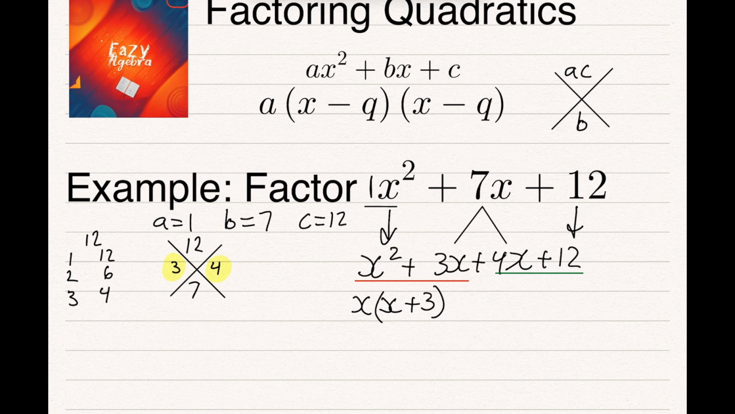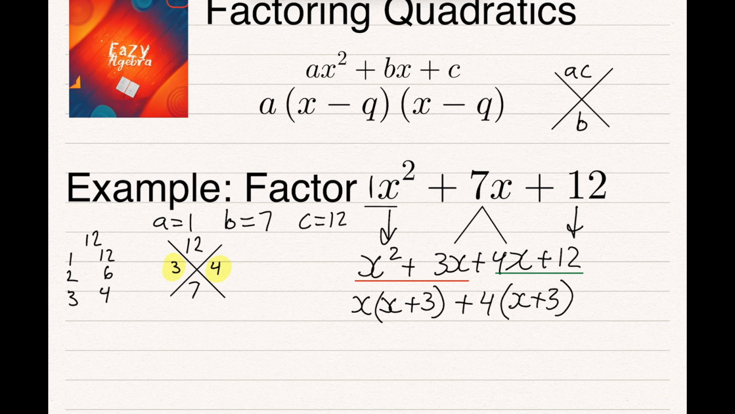What can we factor out of both? Well, they can both be divided by positive 4. When you divide 4x by 4, you get x. When you divide 12 by 4, you get positive 3. And again, if you were to multiply that back out using the distributive property, you'd see that this would become this.